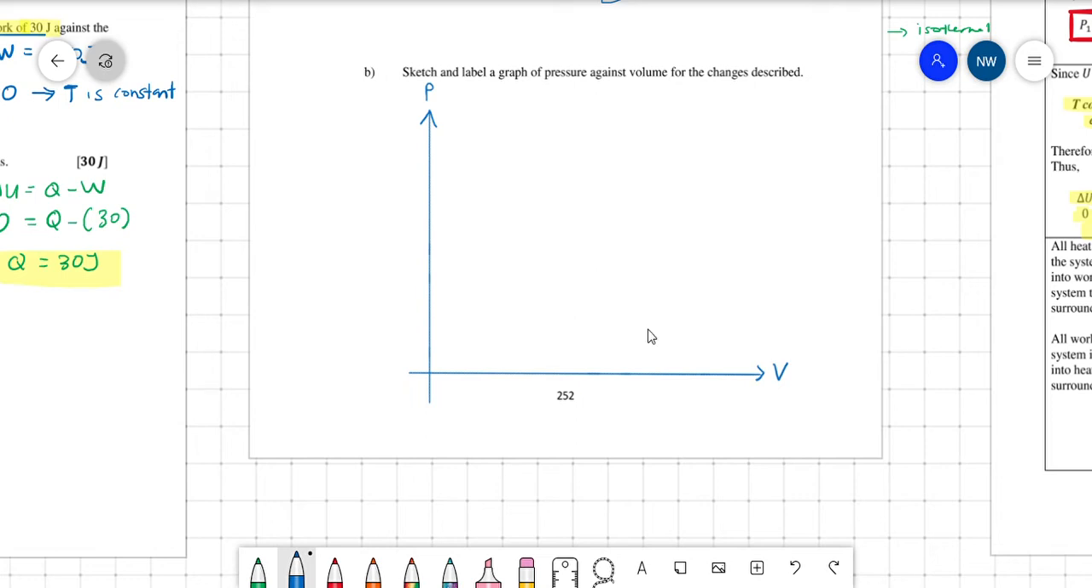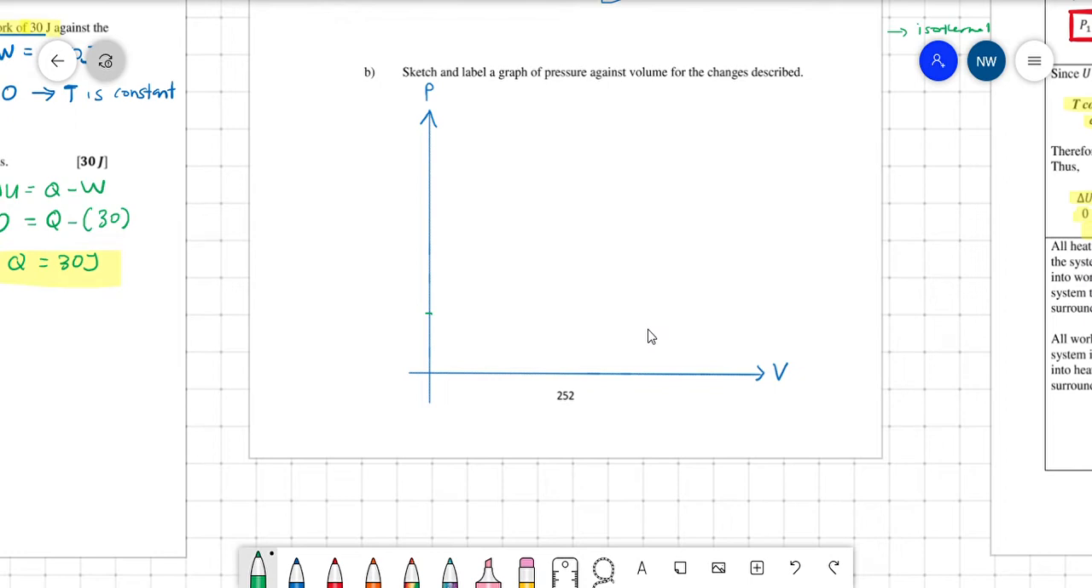Alright, so let's discuss question B. Sketch and label a graph of pressure against volume for the changes described. In order to sketch, since we already have the first state, which is the initial state, and then it undergoes adiabatic compression, we need to label all the states first. We need to know where P1, P2, and P3 are.